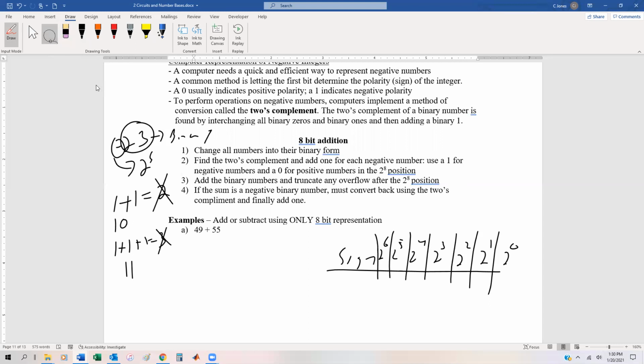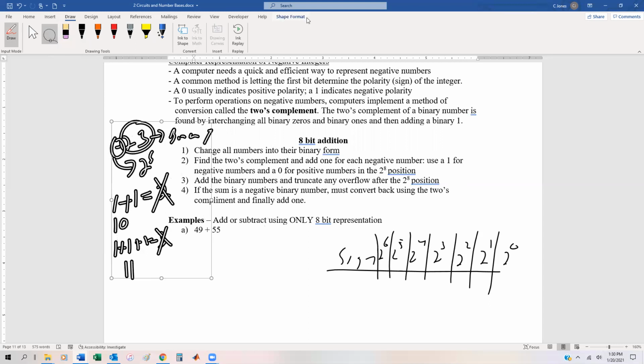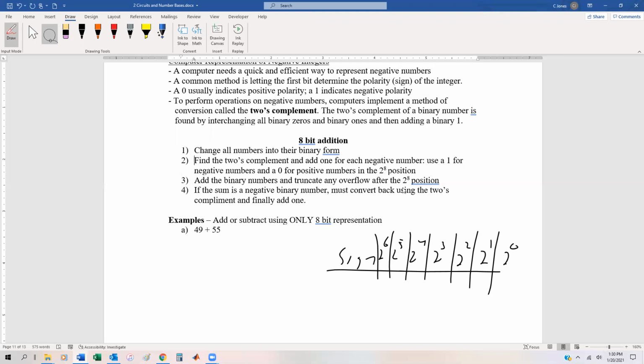Right? So with all that being said, let's talk about the idea of being able to perform 8-bit addition. So here are the steps that we're going to do. We're going to change all the numbers into their binary form. That's easy. We just did that in the previous section. Any negative numbers, we find the twos complement. And we're just going to use a 1 for the negative position. Then we're going to add the binary numbers, and anything that's past the sign bit at the 2 to the 8th position, we're just going to truncate it. And then if for some reason we get a negative number, in other words, we get the sign bit of 1 at the end, then we're going to have to flip it back, and we're going to have to use the twos complement one more time.